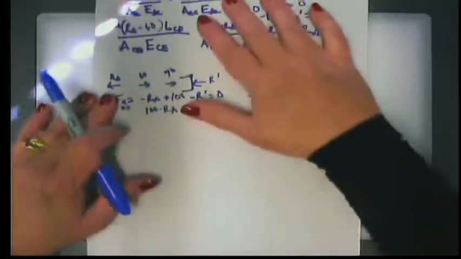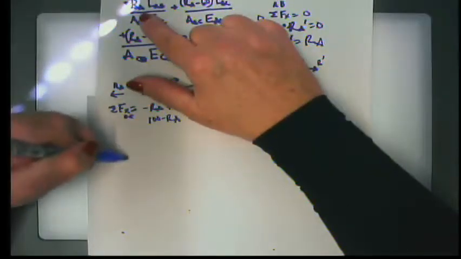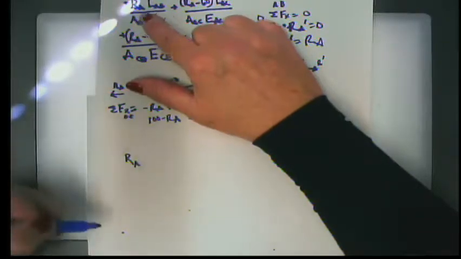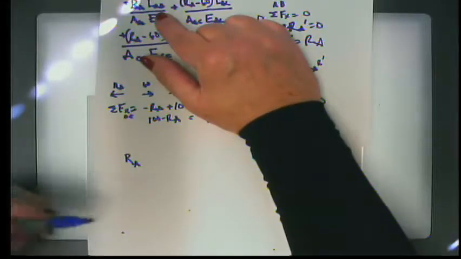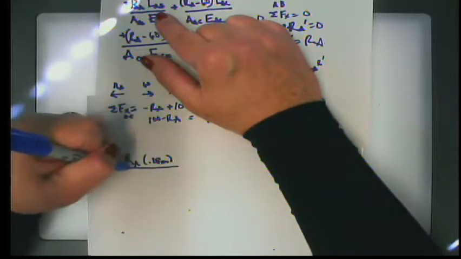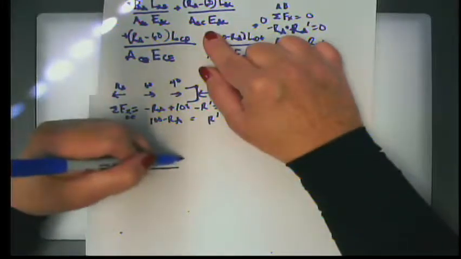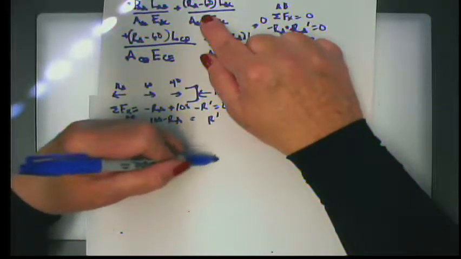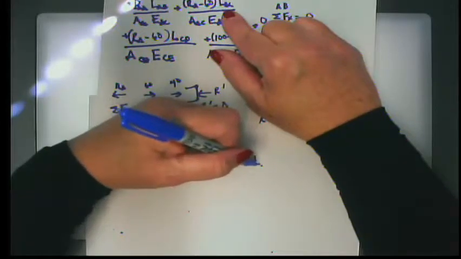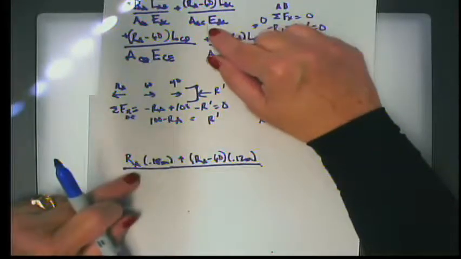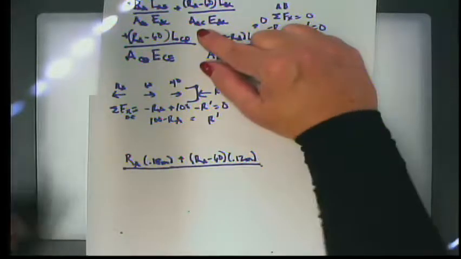All right, so let's take a look here and put in some numbers. We get R sub A, the reaction at A, times the length of AB, which is 180 millimeters, so I'm going to call that 0.18 meters. Now A and E for these first two terms are the same, so I'm just going to factor those out. And so here I get R sub A minus 60 times the length from B to C, which is 120 millimeters, or 0.12 meters. Those two numerators go over the area of AC. Let's go ahead and compute that.